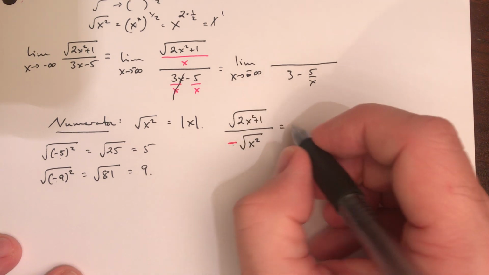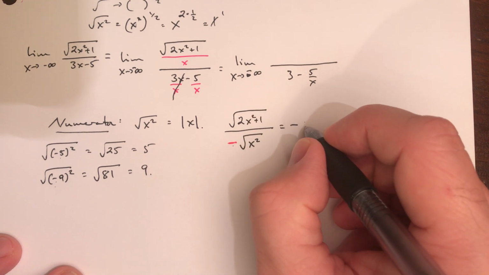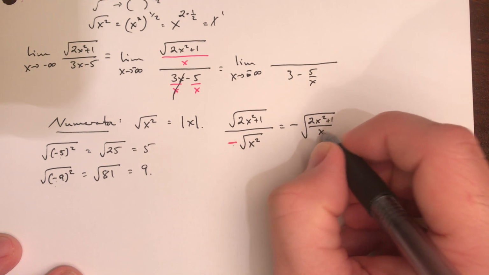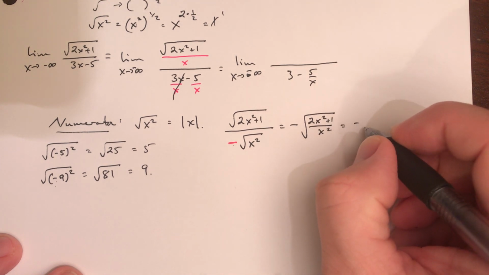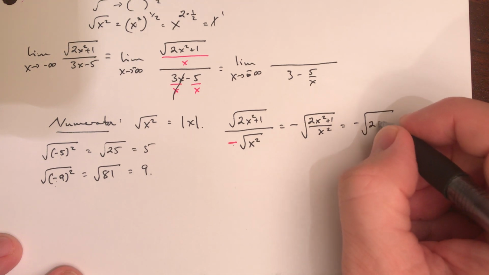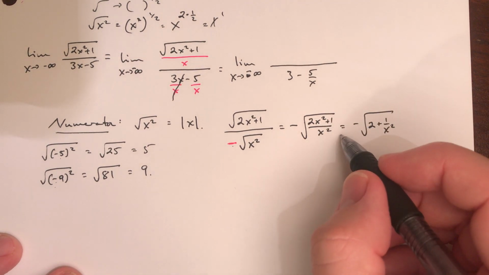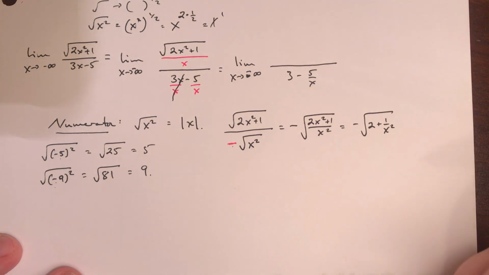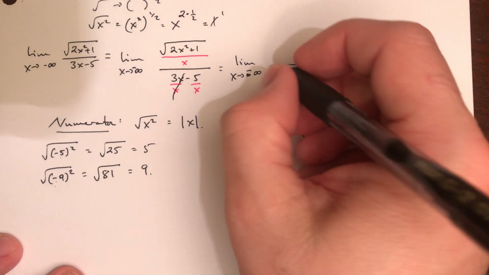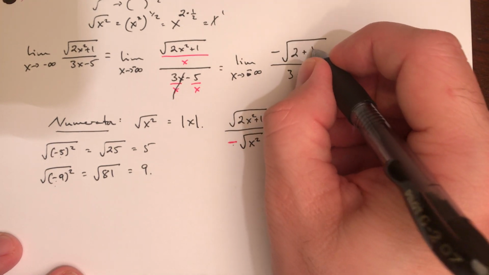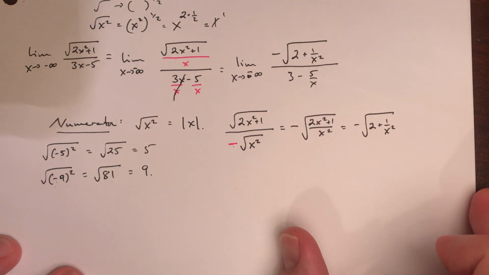Now we can combine these radicals together. We're going to get negative square root of 2x squared plus 1 over x squared, which is negative square root of 2 plus 1 over x squared. We did all of the simplification. We got through this little equal sign with the previous example. Minus square root of 2 plus 1 over x squared.